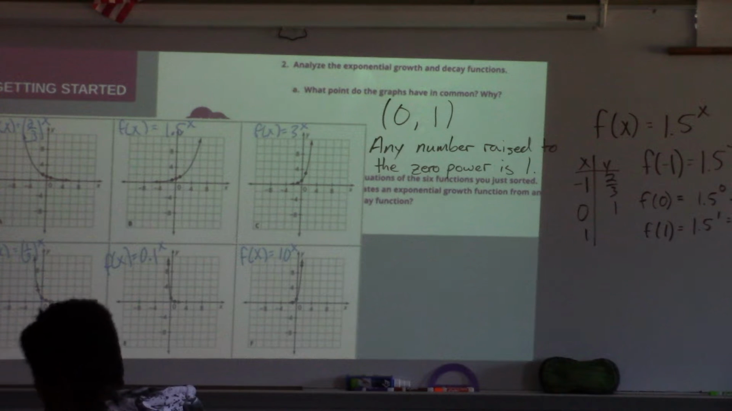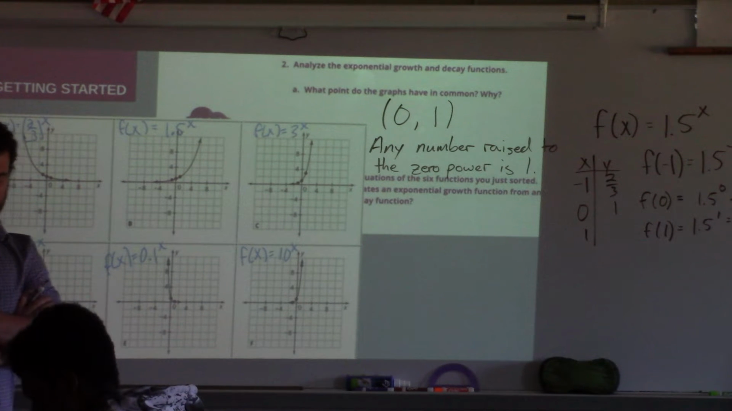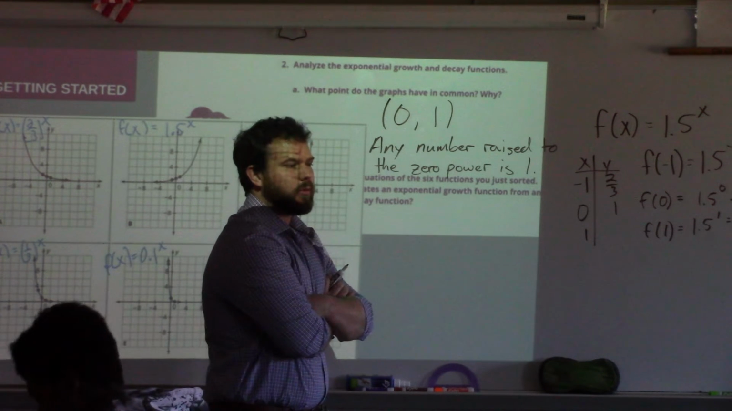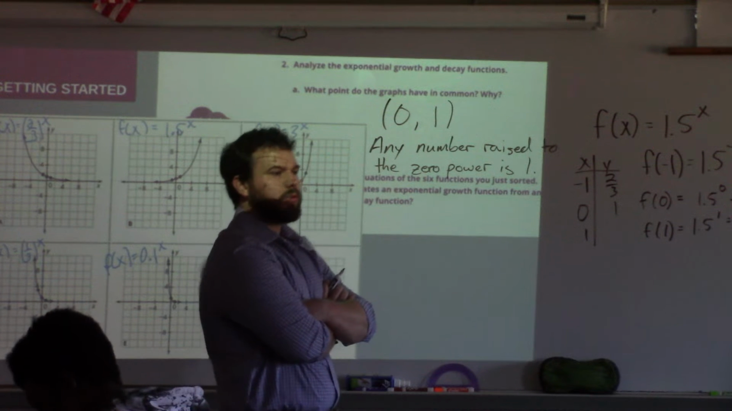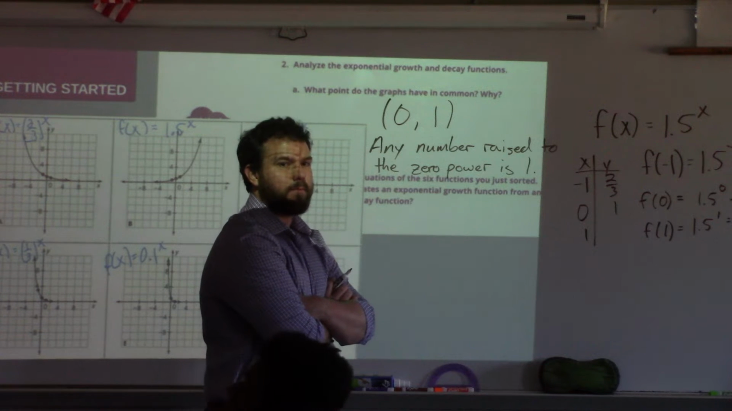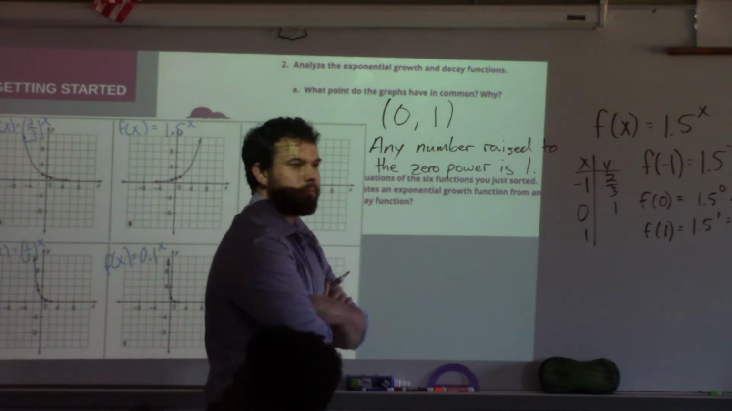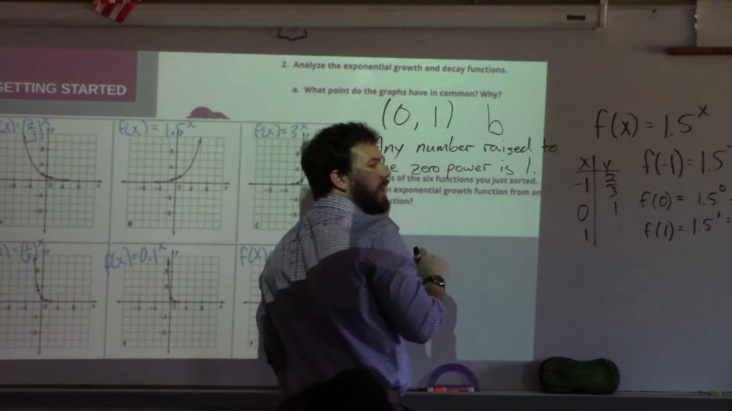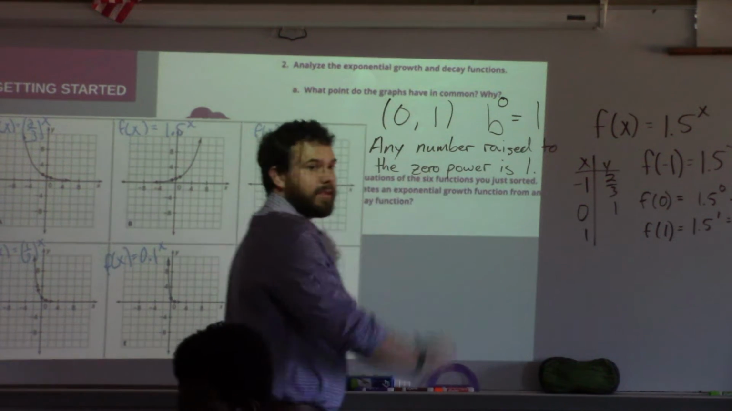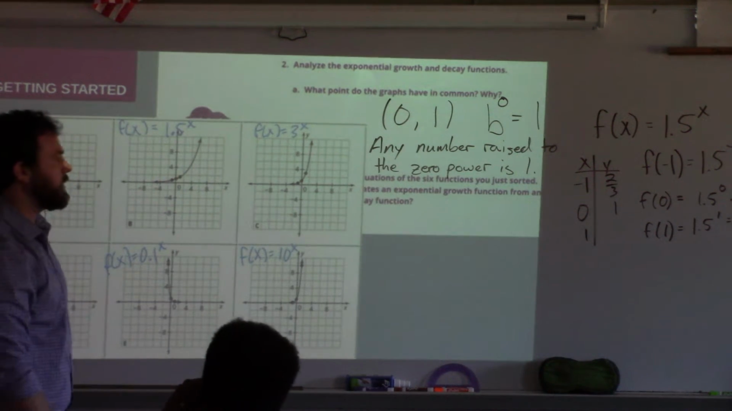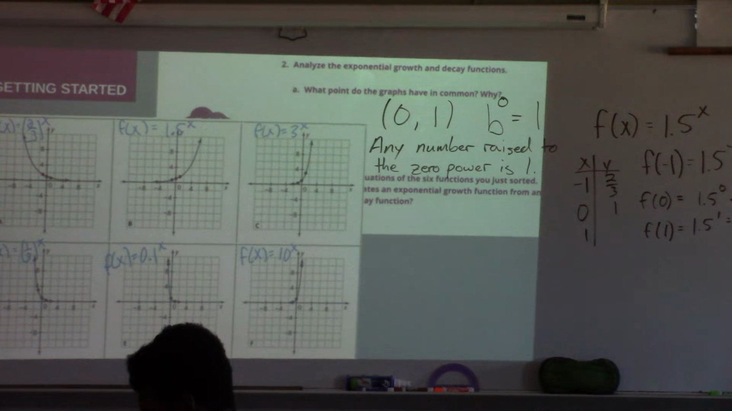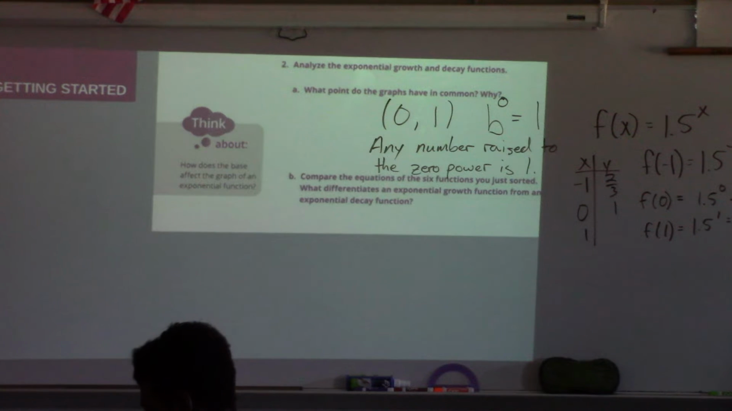What do I have to use to indicate that it could be any number? A variable. Does anybody remember which variable we usually use to represent the base of an exponential? B. B for base. Right? So any number, the base, raised to what power? 0 is equal to 1. That's algebraically what we would write to represent that same exact idea. Okay?